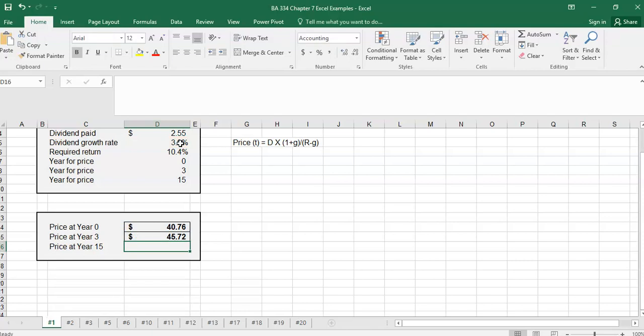And for year 15, we have the original price of $40.76 times 1 plus the growth rate to the power of the number of years, so 15 years. So that works when there is constant growth. So at year 0, our price is $40.76. At year 3, it's $45.72, and at year 15, it's $72.36.